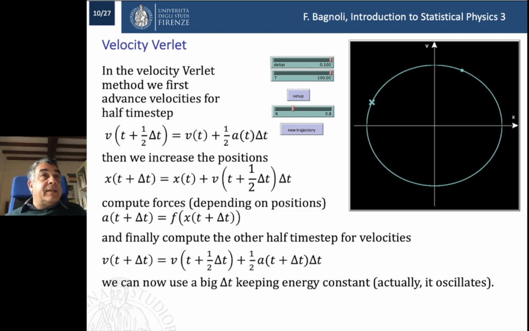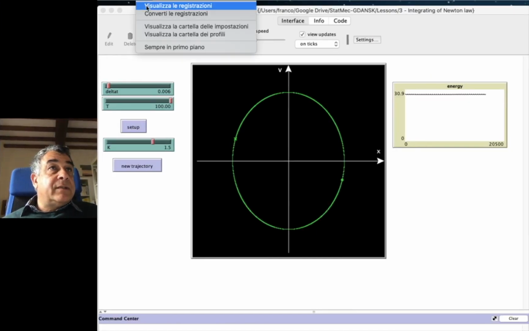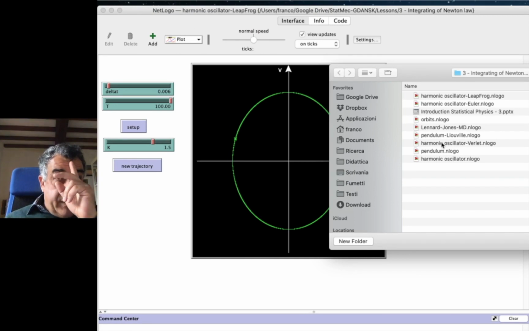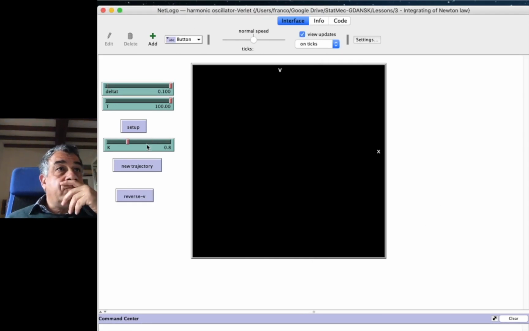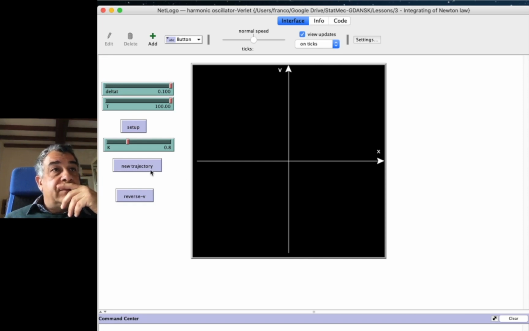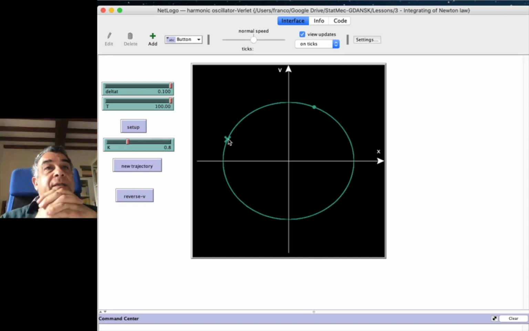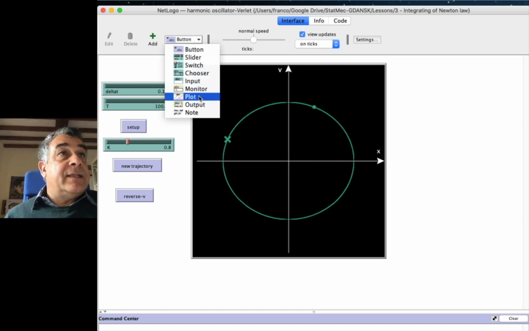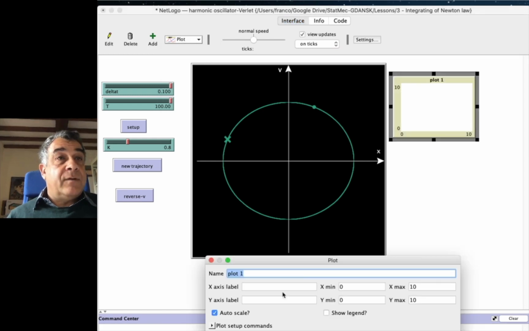So let me take the NetLogo program of the harmonic oscillator with Verlet. Then again, I can draw my trajectory. You can see that now I'm using a fairly large delta T. I can still add the plot of the energy here.